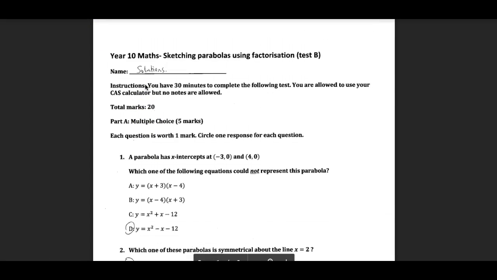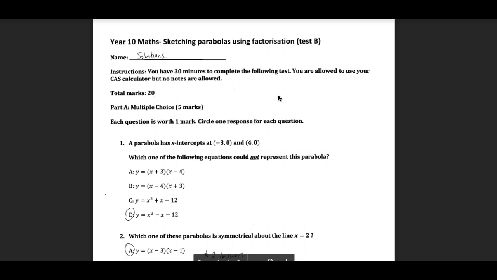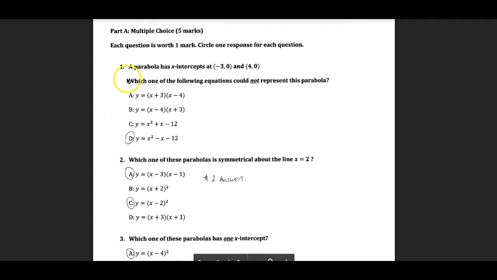Alright, in this video we're going to look at the second test, sketching parabolas using factorization. Same test conditions, 30 minutes, you're allowed your calculator, but no notes, 5 multiple choice questions and the rest short answer. I'm going to answer most of these questions without the CAS calculator, but just also realize that a lot of them can be answered with the CAS calculator.